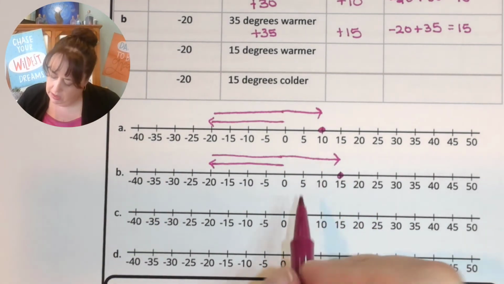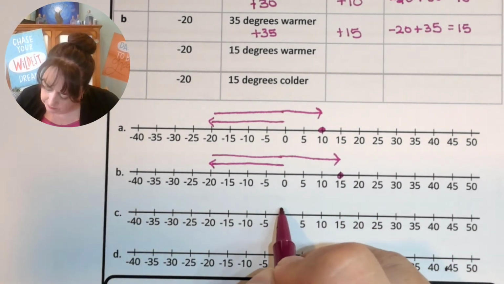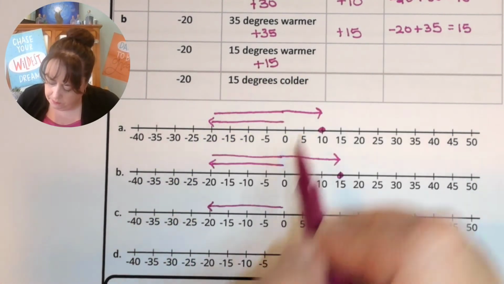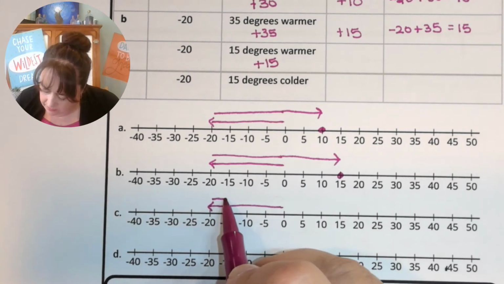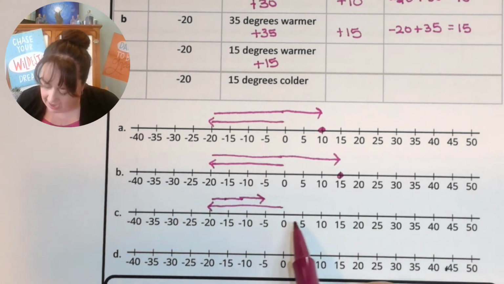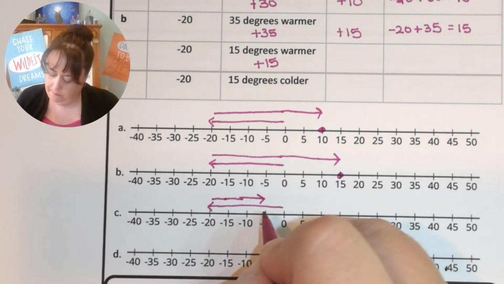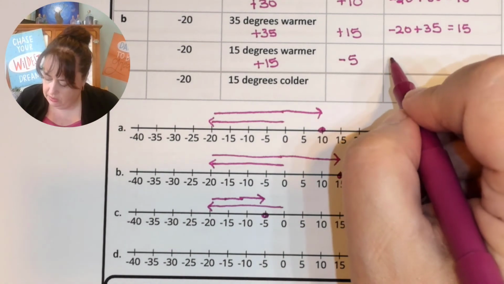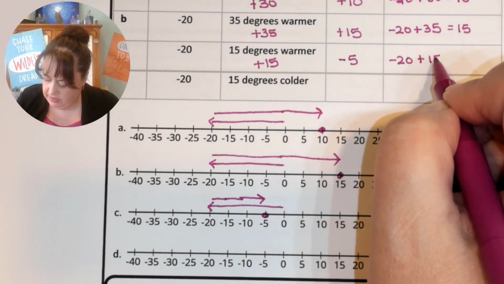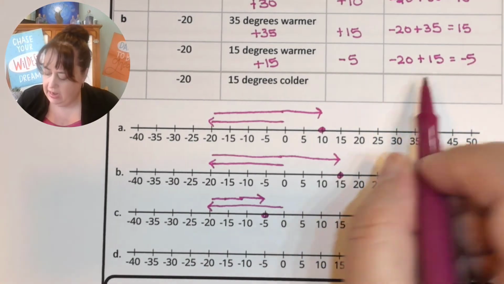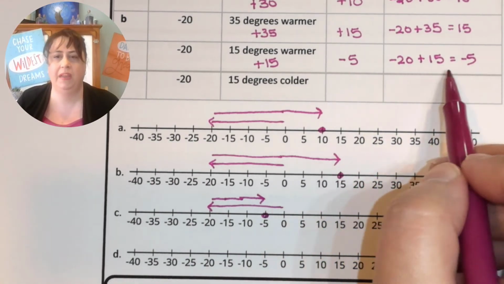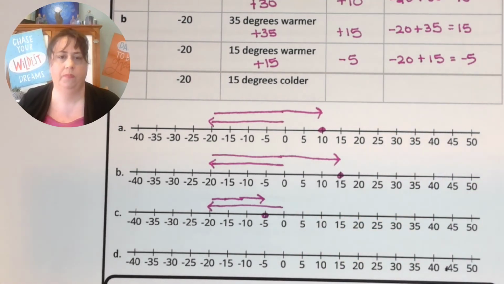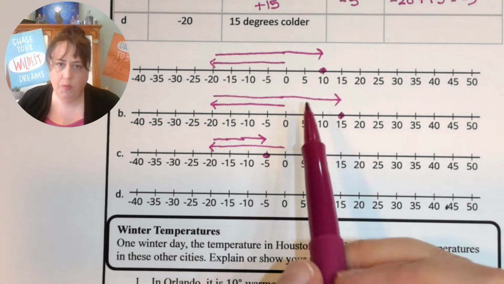Okay, negative 20. 15 degrees warmer. 5, 10, 15. I didn't get all the way up to the 20 this time, did I? So I end up at negative 5. Negative 20 plus 15. Again, how does a negative 20 and 15, even how does 20 and 15 relate to a 5?